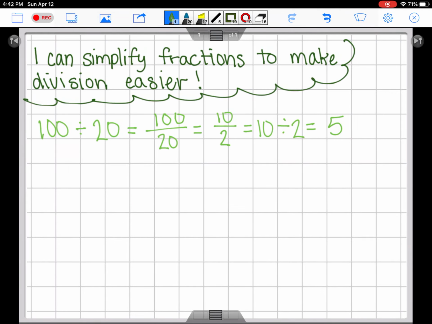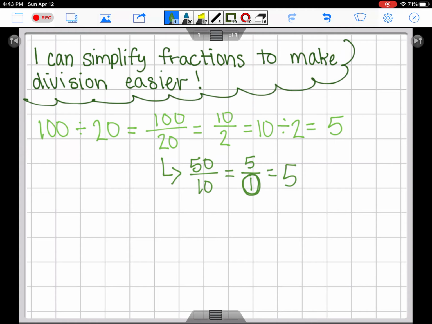Very nice work. Some other ways we could have thought about this is we could have started simplifying a little more slowly and said, well, can we divide these both by 2? Absolutely. We could have made 50 over 10, and then divided each of these by 10, which would have given us 50 divided by 10 is 5, and 10 divided by 10 is 1. We know anything where the denominator is 1 is just equal to the numerator. So those are a couple different ways to look at that.